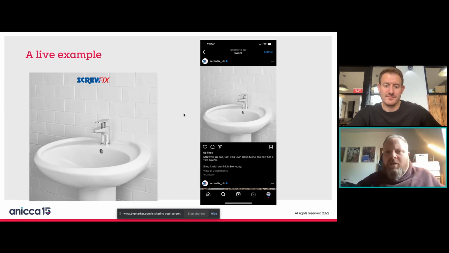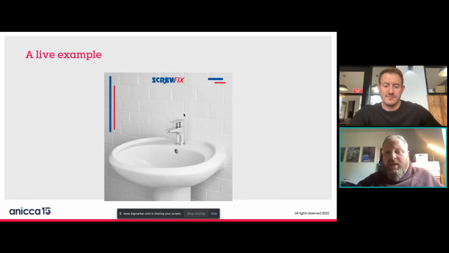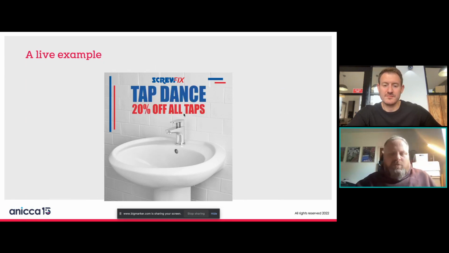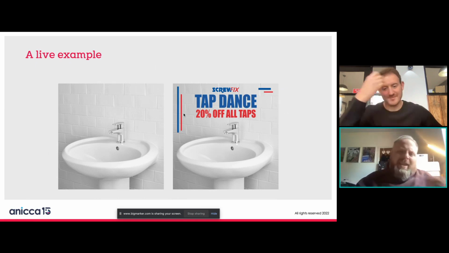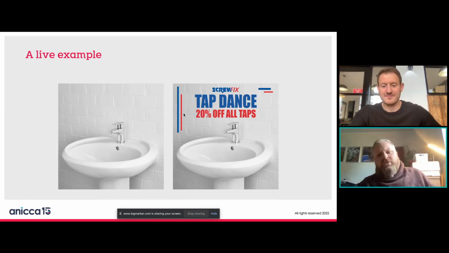So what we thought was we'd take what you saw there, adding in their branding, adding in their colors that you can't second guess, adding in "tap dance, 20% off all taps on." Obviously, it wasn't the real post, but look at the difference. On the left, it could be anybody. It could be Wix. It could be B&Q. On the right, there's no question that's Screwfix. So come down and have a look.